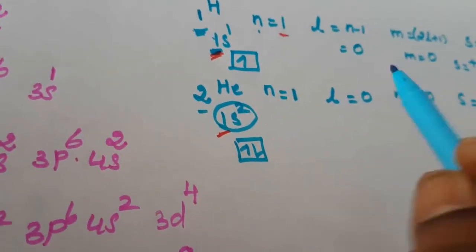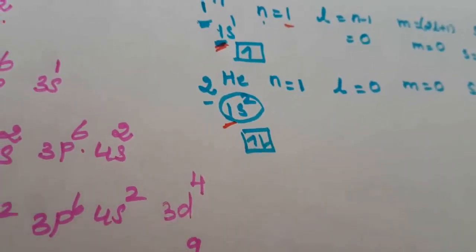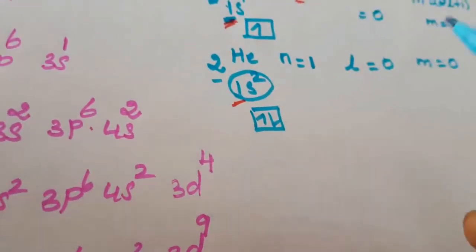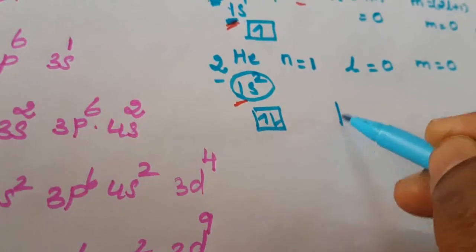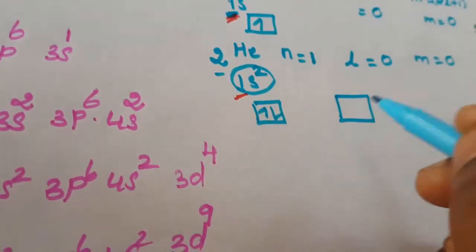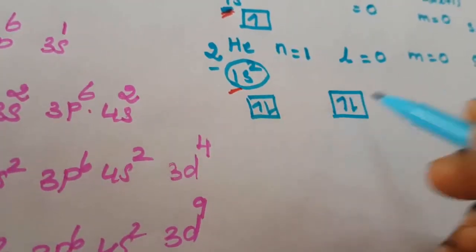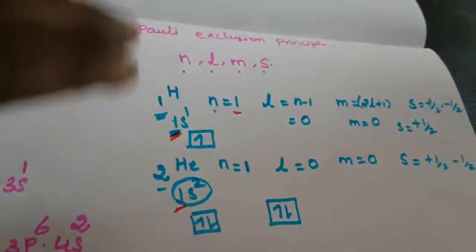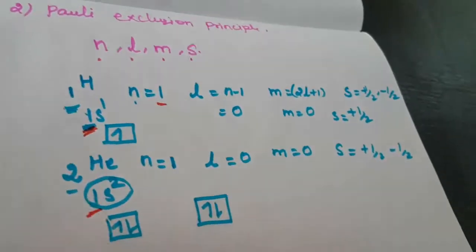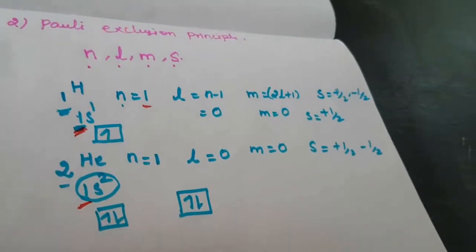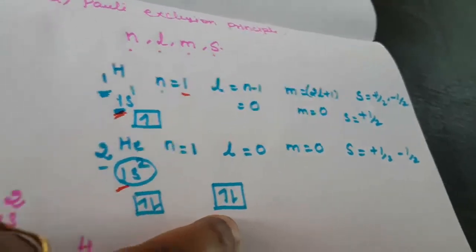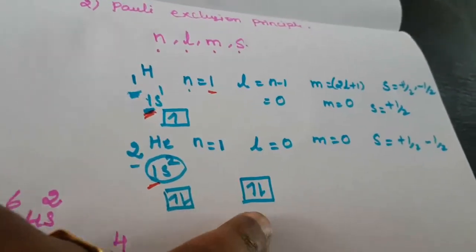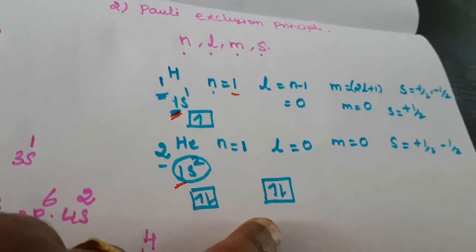This is called the Pauli exclusion principle. The spin quantum number can also only accommodate this. So what is the Pauli exclusion principle? In an orbital containing a maximum of 2 electrons, the 2 electrons have opposite spin. So this is called the Pauli exclusion principle. Using this principle, you can write the 4 possible quantum numbers. Each orbital contains a maximum of 2 electrons with opposite spin.